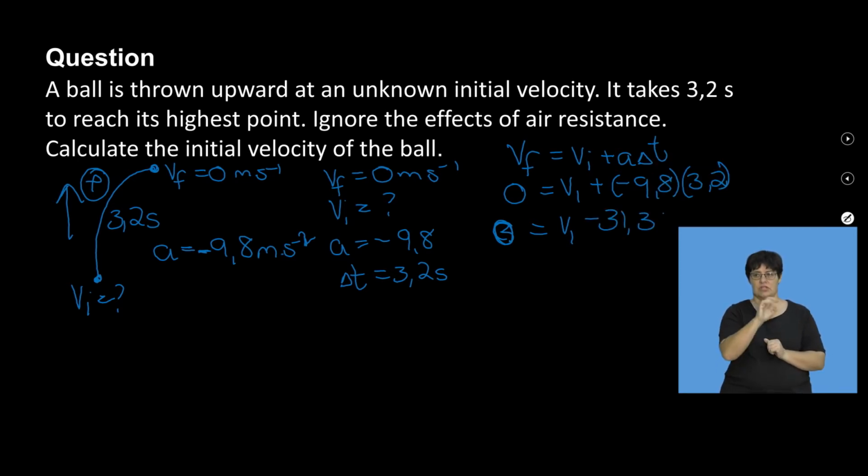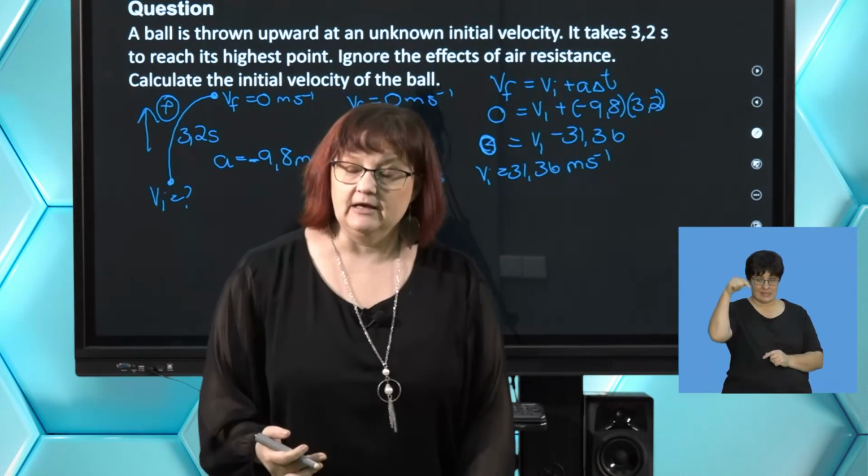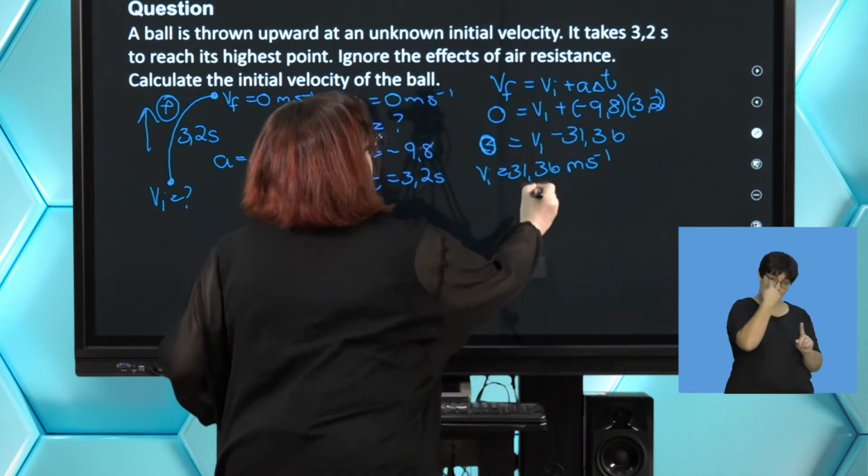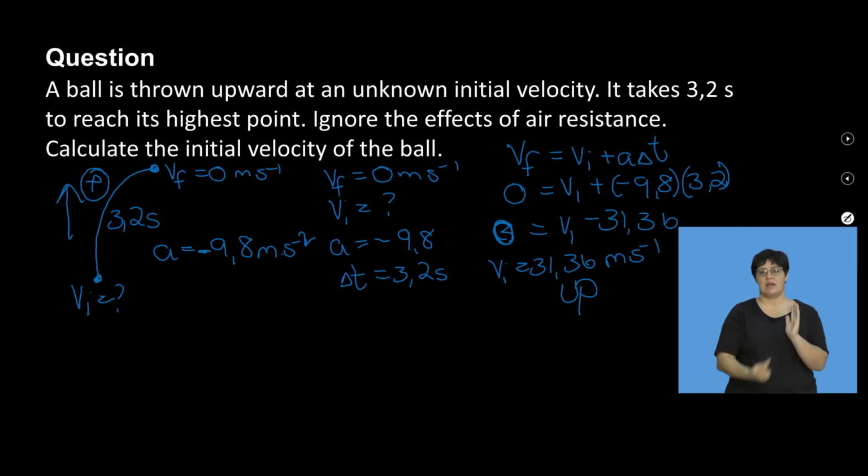We want Vi on its own, so when we swap it all around, but it's a vector. We got a positive answer, which was expected because I took down as negative, I took up as positive, it was thrown up. So this is up. Not so bad. Let's see what the next question has for us.